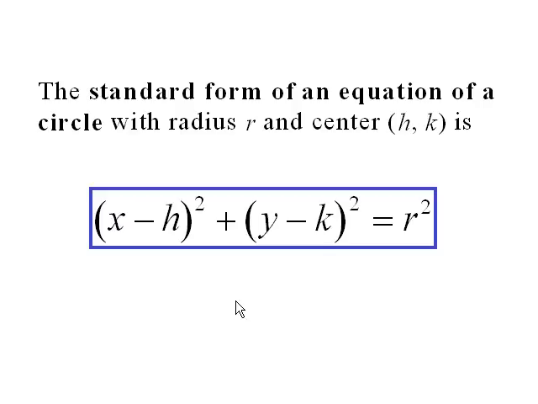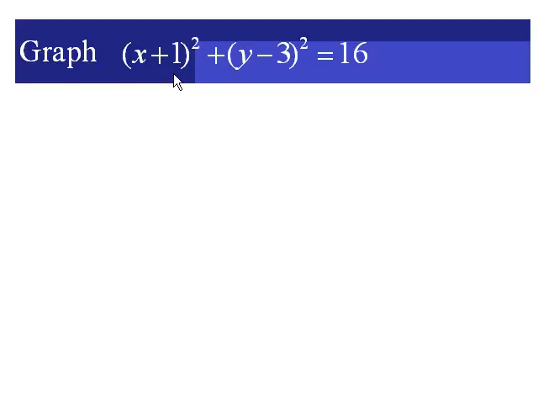Now, algebraically, to use this formula, you're going to have to be able to manipulate an algebraic equation and interpret it as giving information about where the center is, the h and the k, and what the radius is. So here's an example. Suppose you want to graph an equation, (x plus 1) squared plus (y minus 3) squared equals 16. I don't want to do it by using a computer algebra system or a graphing calculator, so what I want to do is to graph it by hand. Let's make that happen. What do we know about it?